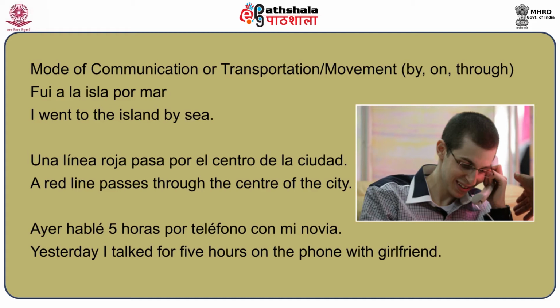Next example is, una línea roja pasa por el centro de la ciudad. The equivalent English version is a red line passes through the center of the city.